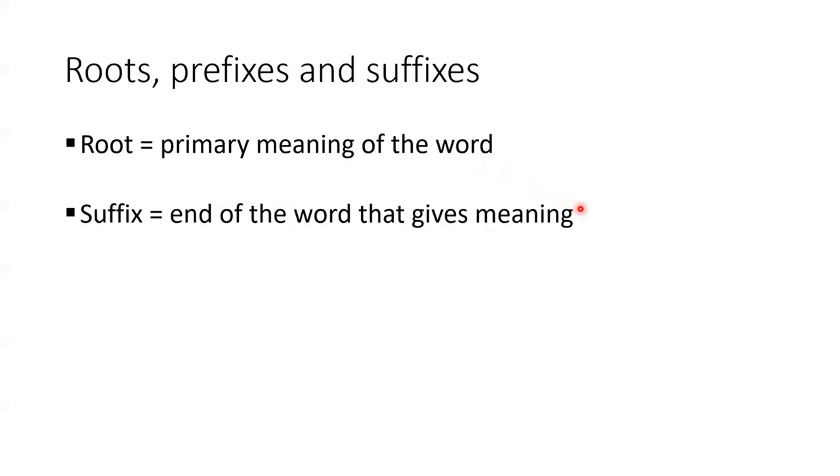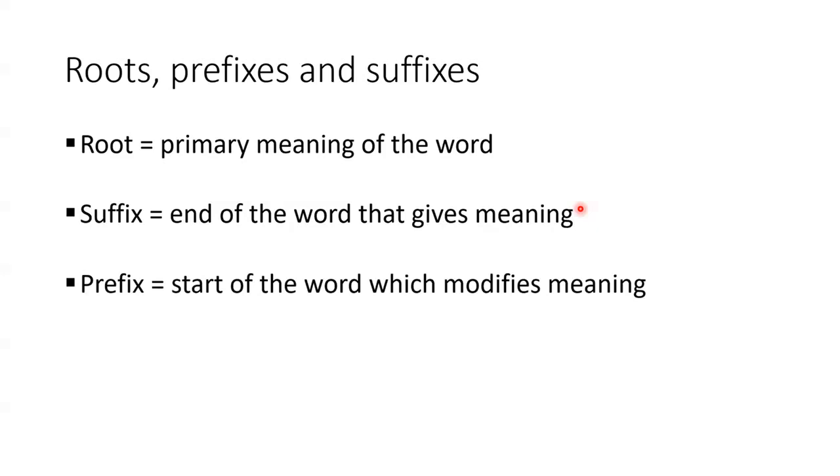Suffix is the end of the word that changes the meaning of that word. So for example, the suffix cyte, so C-Y-T-E, relates to a mature cell. So we can have a myocyte, which is a mature muscle cell. We can have a osteocyte, which is a mature bone cell. Or we could have a phagocyte, so that's a mature immune cell. So anytime you see cyte, it is a mature cell.